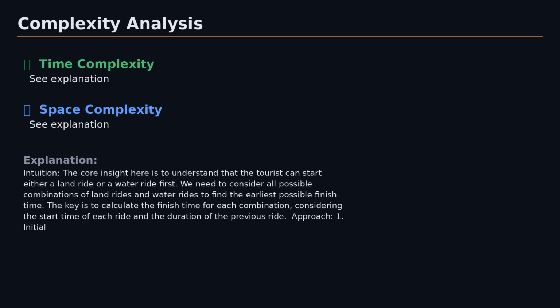Now, let's talk about the time and space complexity of this solution. The time complexity is O(n*m), where n is the number of land rides and m is the number of water rides. This is because we iterate over each land ride and each water ride once. The space complexity is O(1), as we only use a constant amount of space to store the minimum finish time and the iteration variables. This is a very efficient solution, considering the number of combinations we need to consider.